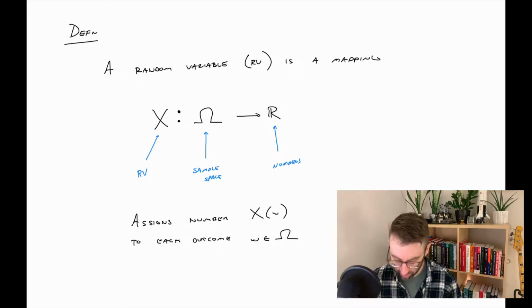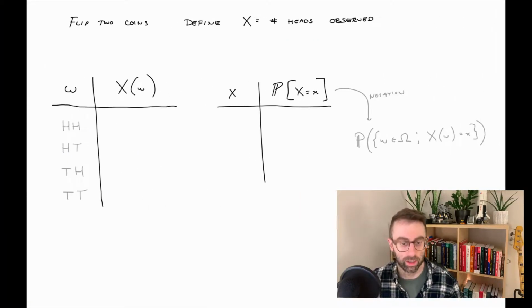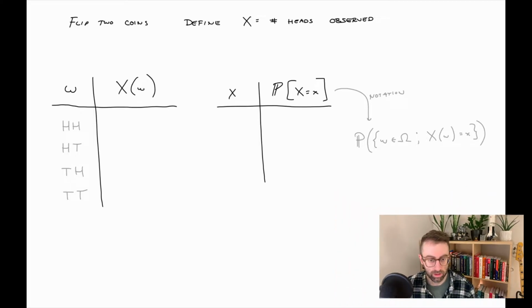Okay, so a quick example here. Let's say we flip a coin twice, or flip two coins. Either way, it doesn't really matter. I'm going to define a new random variable, call it X, and it'll be the number of heads observed. First we note all of the possible outcomes of this experiment, and that is the sample space.